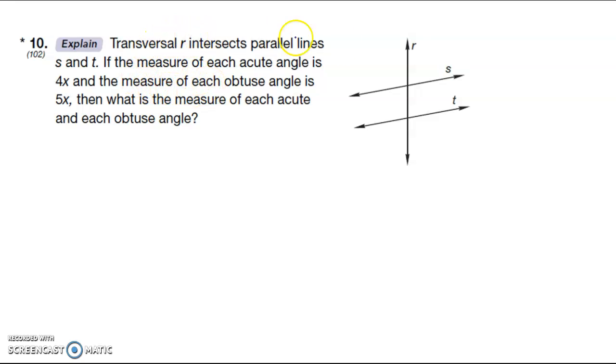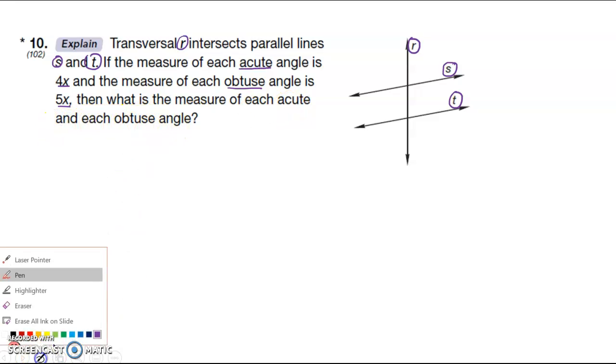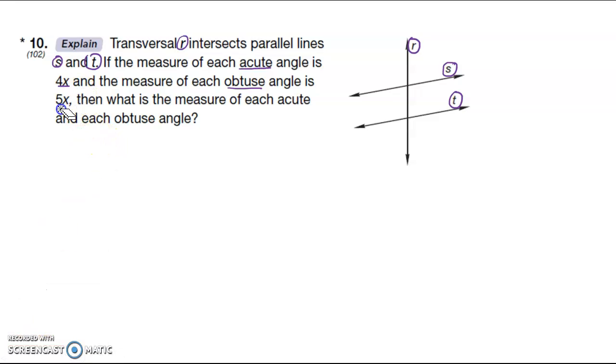Okay, transversal R, that's this one. Intersects parallel lines S and T. So I have R, S, and T. These are all lines. If the measure of each acute angle is 4x and obtuse angle is 5x, then what is the measure of each acute and each obtuse angle? Okay, so I'm going to change my colors up here. Let me erase what I've got.